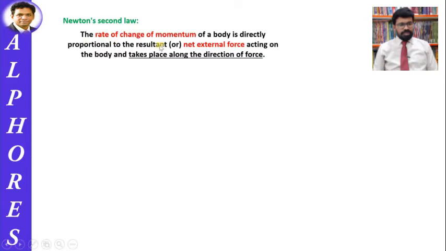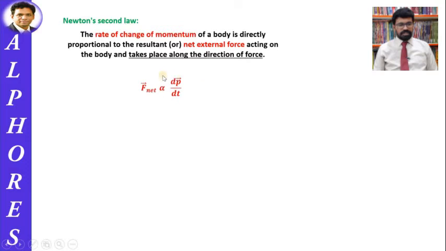So this is the statement. The rate of change of momentum of a body is directly proportional to the resultant or net external force acting on the body, and it takes place along the direction of force. So rate of change of momentum is directly proportional to net external force acting on the body, and this rate of change of momentum direction will be along the direction of force, isn't it?